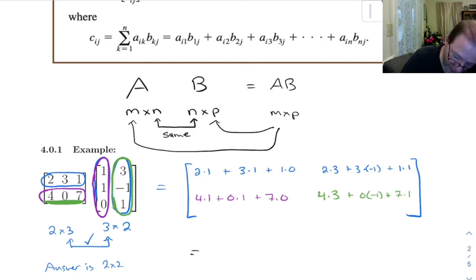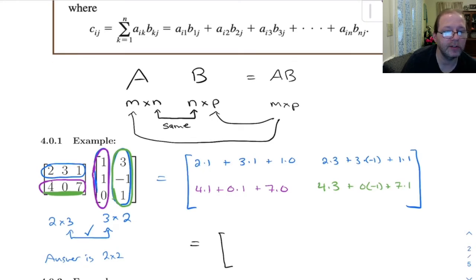So now if we just do all this arithmetic, let's see, what do we get here? The first entry is 2 plus 3, which is 5. The second entry is 6 minus 3 plus 1, so that's 4. Then this next one's easy because of the zeros. We get a 4. And then the last entry is, let's see, 12 plus 7 is 19. All right, so that's our product.